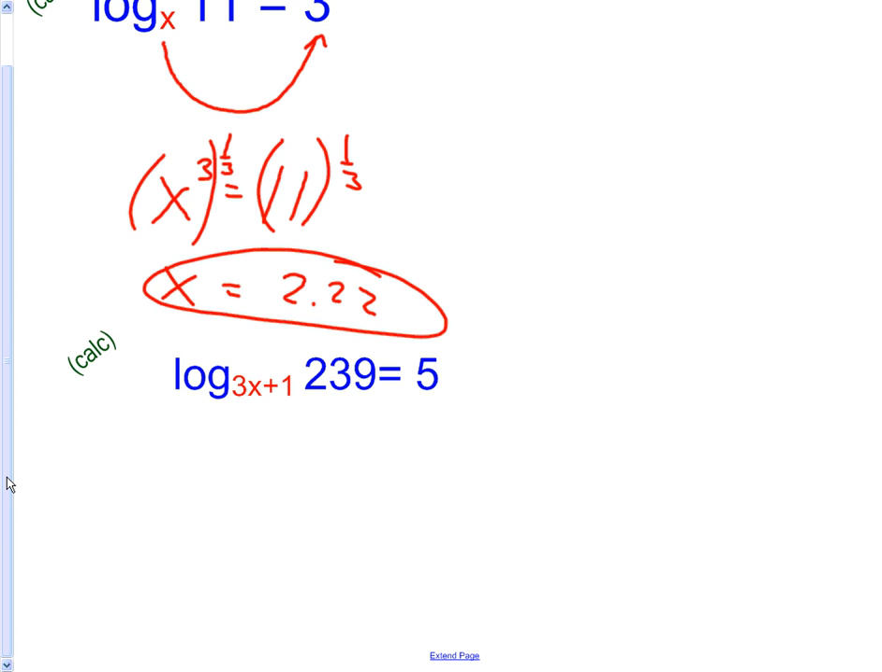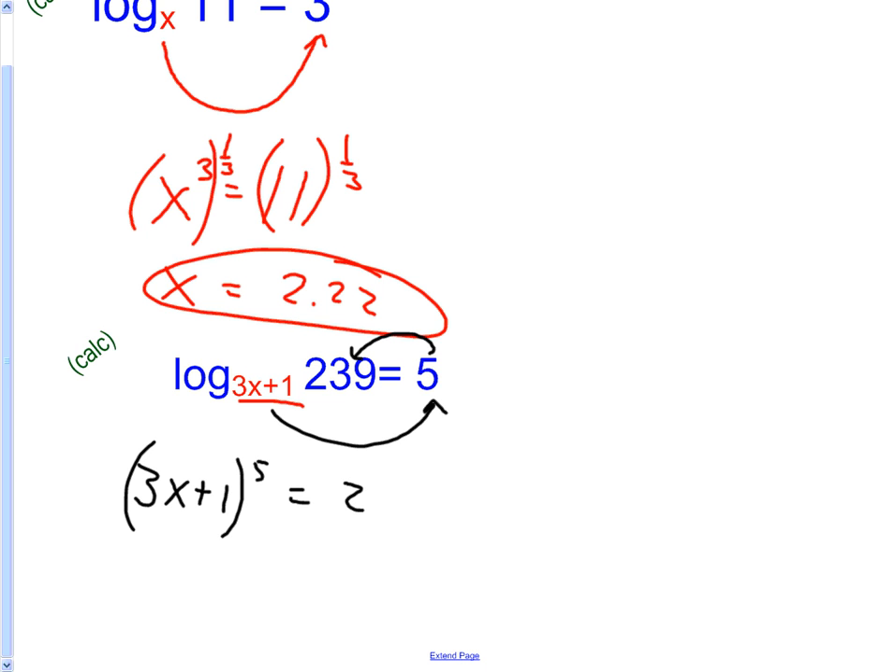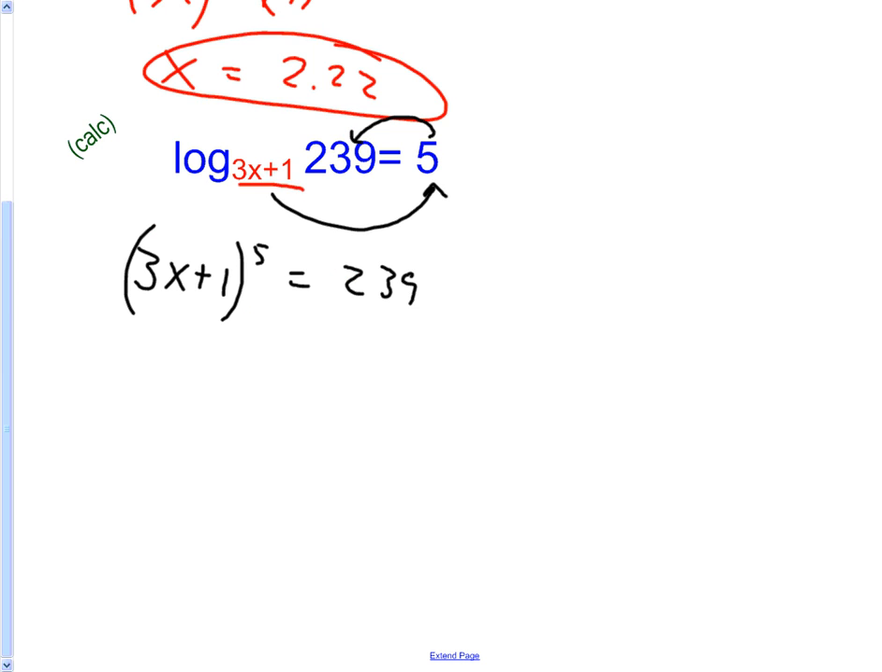This one is very similar. It's just got a little complication in that this is a little bit bigger. Okay, try that one all by yourself. See if you can handle this without me. Okay, so I'm going to start with 3x plus 1. I'm going to put it to the 5th power. And then I'm going to put that equal to 239. Then I have to take the 5th root of both sides. I'll have 3x plus 1 equals 239 to the 1/5.